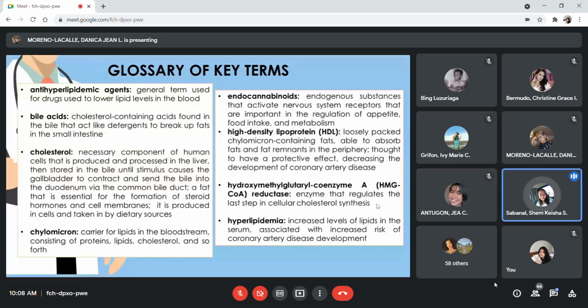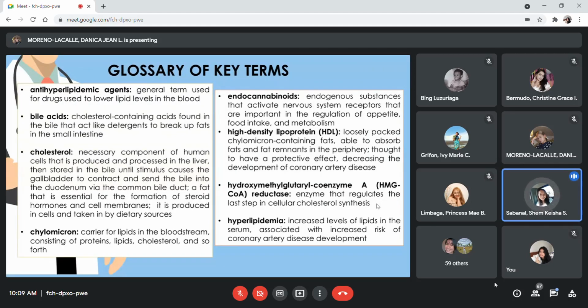We have the chylomicron, the carrier for our lipids in the bloodstream, consisting of proteins, lipids, cholesterol, and so forth. Next, endocannabinoids are endogenous substances that activate nervous system receptors important in regulating appetite, food intake, and metabolism. Next, we have high-density lipoproteins, also known as HDL. These are loosely packed chylomicron-containing fats that absorb fats and fat remnants in the periphery and are thought to have a protective effect because they decrease the development of coronary artery disease. Later on, we will discuss why.